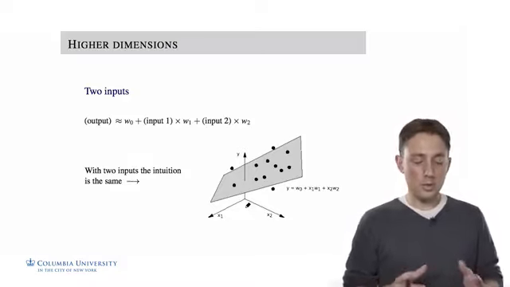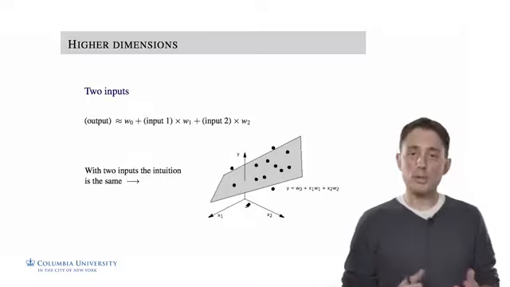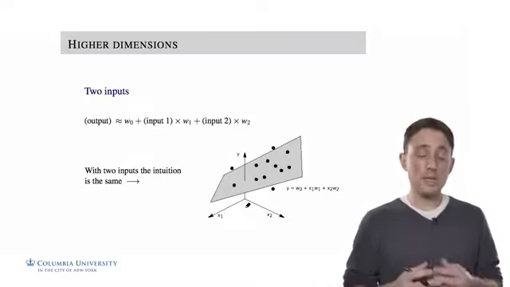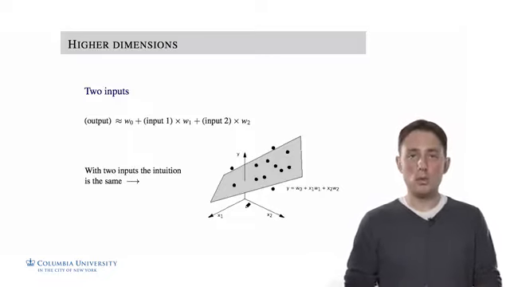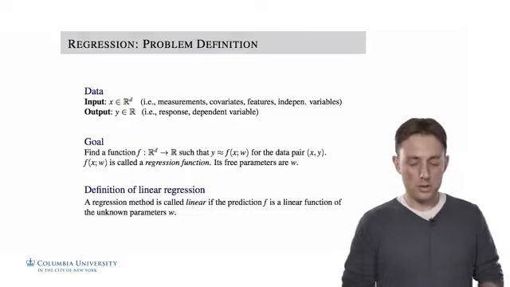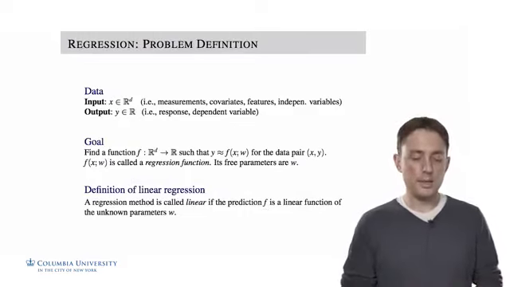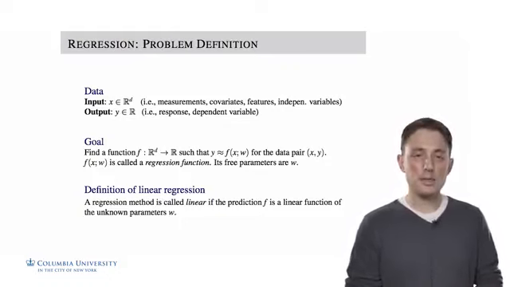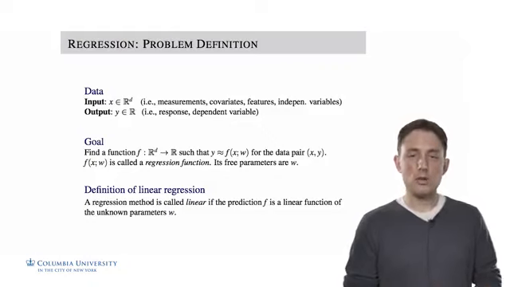We want to use data, pairs of inputs and outputs, to learn the function, meaning to learn the values W0, W1, and in this case also W2. So let's look at a more basic definition of the regression problem. What we have as data are inputs, we'll call those X, that are d-dimensional and in R^d.